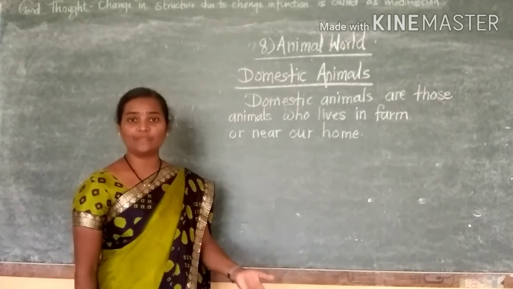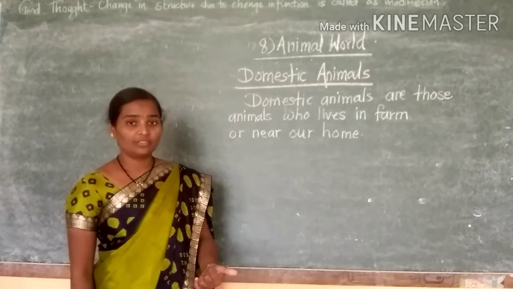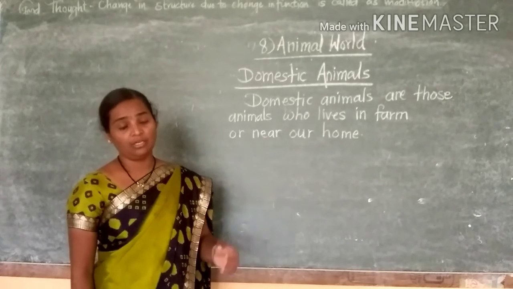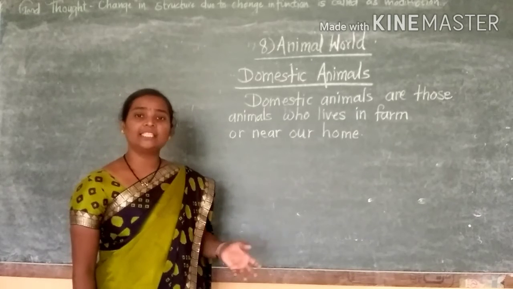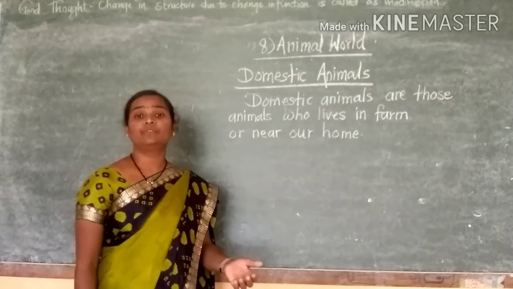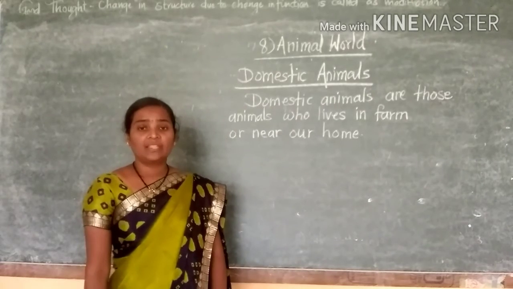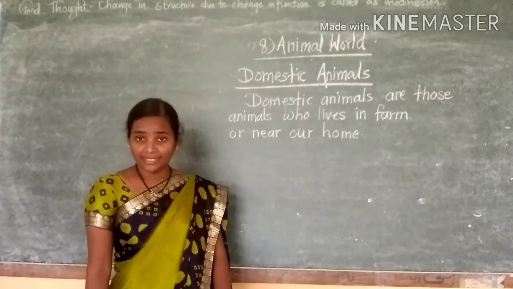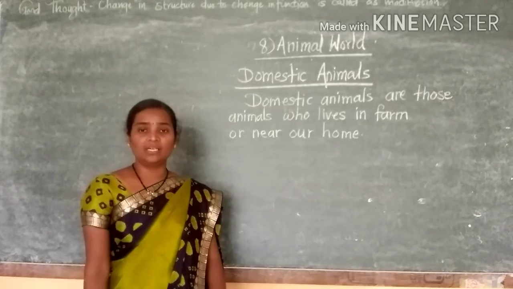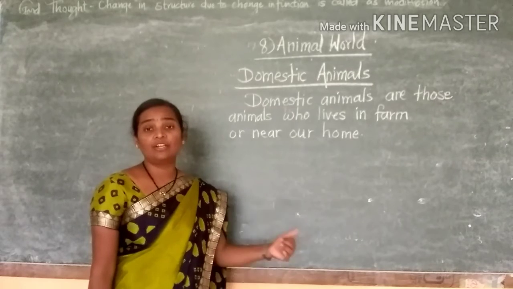The horse we use for transportation. Then dogs we keep at home to guard our homes, and a dog is a pet animal also. Donkey is also used for transportation or carrying the load from one place to another. Goats and sheep are used for milk, and sheep is also used for wool. We get the wool from the sheep. They have a lot of uses. Let's see some domestic animals.